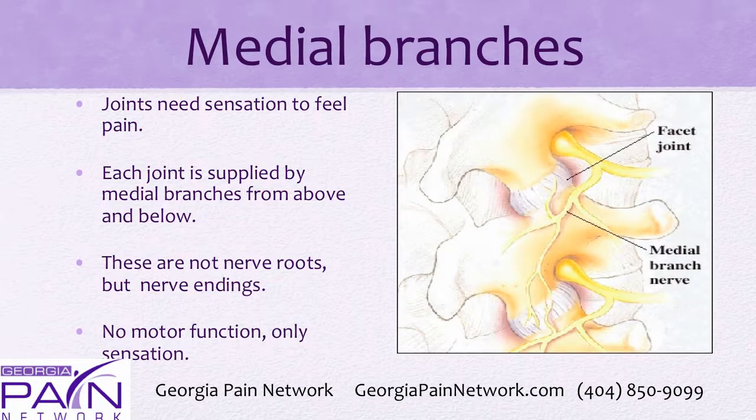So a medial branch block, we'll start by looking at the medial branches themselves. This is a nerve root coming out from the spine. That's not what we're talking about, okay? We're talking about little nerves that come off of the nerve root called the medial branches. And this is what they are. This is a facet joint here. And basically you have the medial branches supplying sensation to that joint coming up and then going down to the joint below. All right, so it has a dual purpose. Sensation up, sensation down. No motor function at all, just sensation.